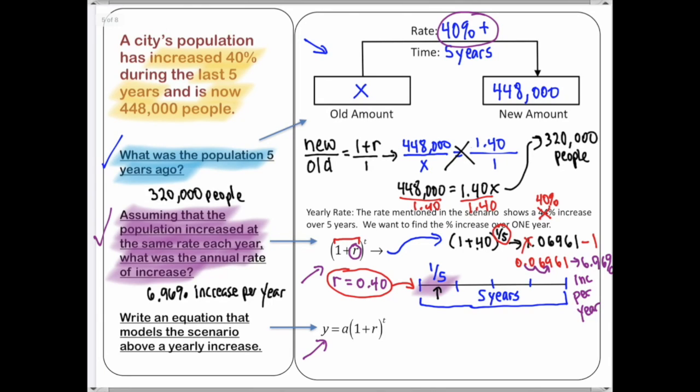Okay, so there we go. And so now it is telling us to do the following. Now that we have this information, it says write an equation that models the scenario above on a yearly basis. That means I want to make an equation for no matter how many years pass from this particular year that we started off with, which is this old amount over here. I can make predictions from this because I'm building a formula.